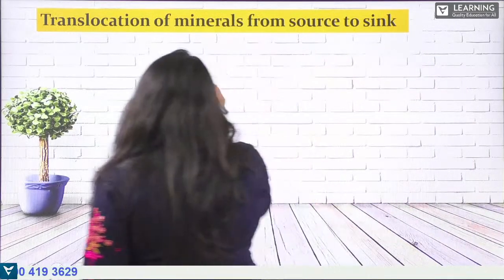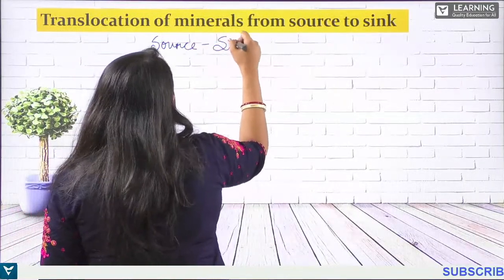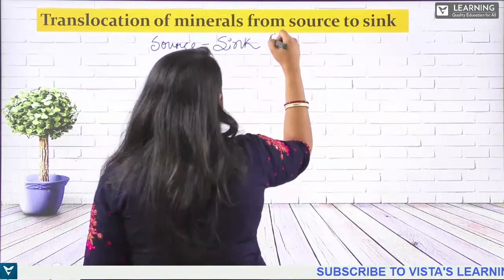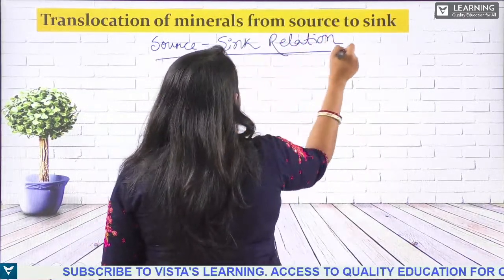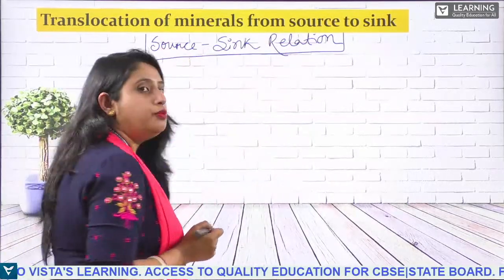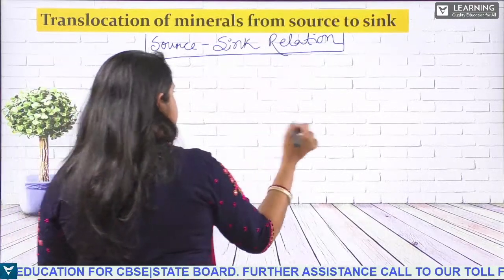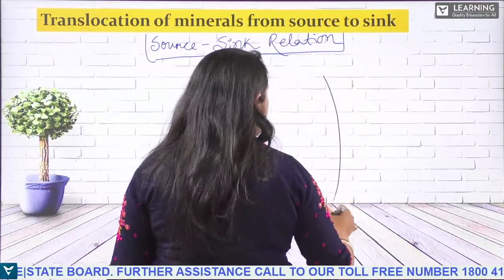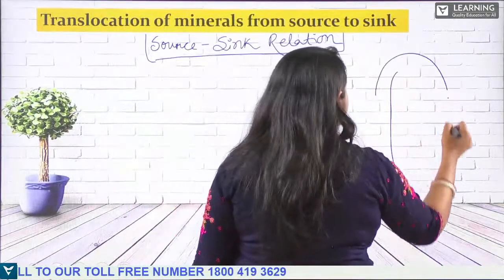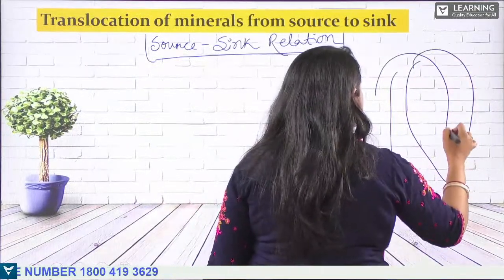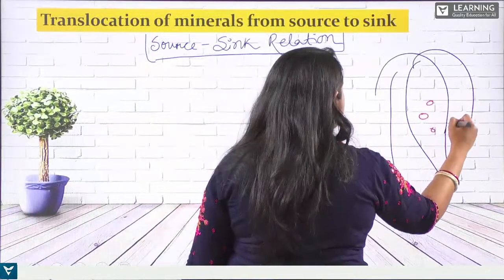Now we are learning about the source sink theory, or source sink relationship. This is also known as mass flow hypothesis. Now, what happens here? Listen carefully. This is a plant. It is having leaves. This is a big leaf, where the food is being prepared.